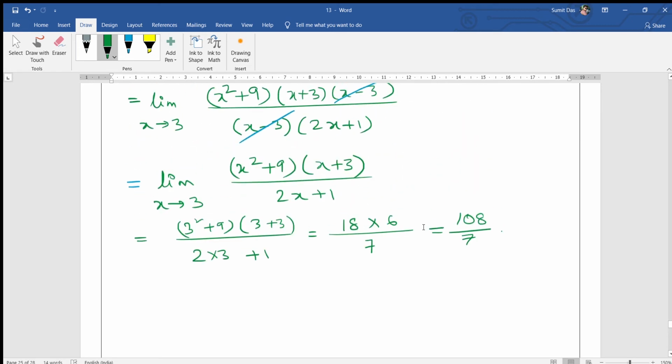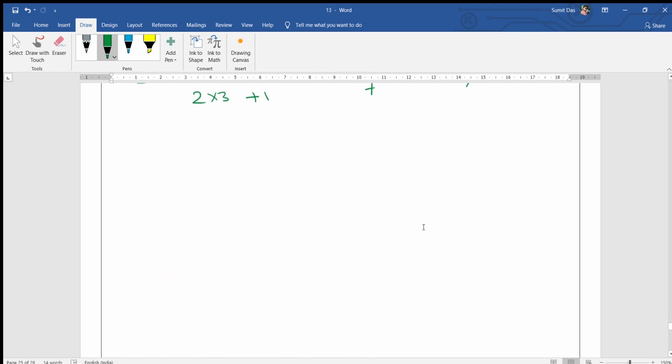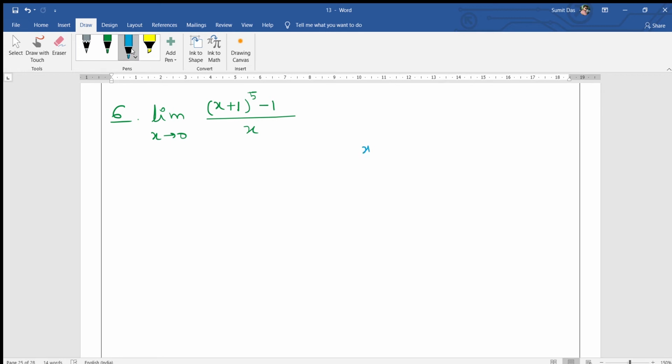Yeah, no problem. Question number 6. Let me explain again. Limit x tends to 0, (x plus 1) to the power 5 minus 1. This expansion will actually be binomial. Binomial expansion is already omitted from your syllabus, but still for this expansion I will write here x plus 1 to the power 5.